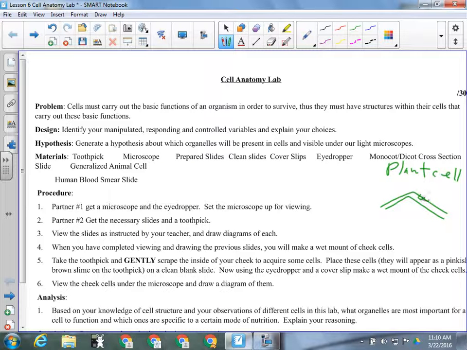What we're going to be looking for in there are the cells on the top layer, because they're the most typical plant cells. They'll be nice and square. You'll be able to see a nucleus and chloroplasts and all of that kind of stuff. We're also going to be looking at a generalized animal cell.